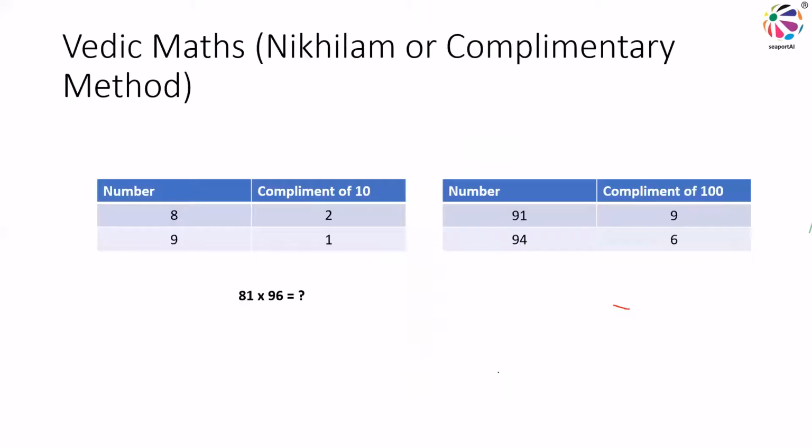Now let's see one more number. Example 2. How will you do 81 into 96? Can you tell me quickly? Sir, we find the complement, which is 100. So we subtract 81 from 100 and 96 from 100. Can you go type it in the chat? What is 81 into 96? Four people have said.